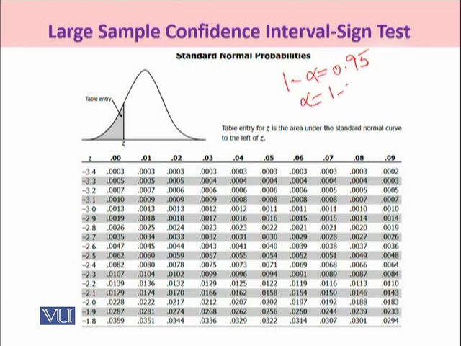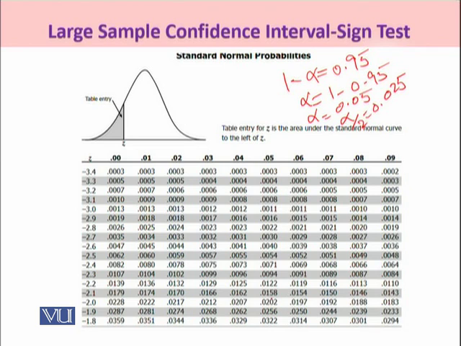So alpha is 1 minus 0.95. That means alpha is equal to 0.05. So students, alpha by 2 in that case is 0.025. Now how are we going to observe the z alpha by 2 value using this alpha by 2? So we will have to search this value of alpha by 2 from within the body of the table of standard normal distribution. So students, I am going to search for 0.025.